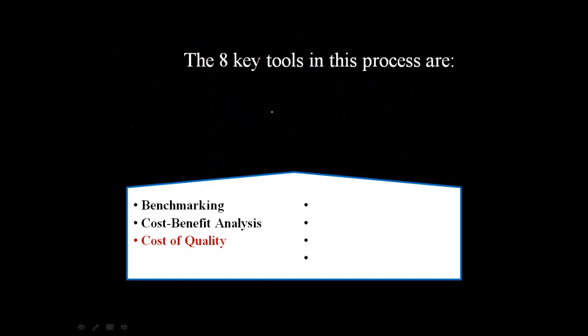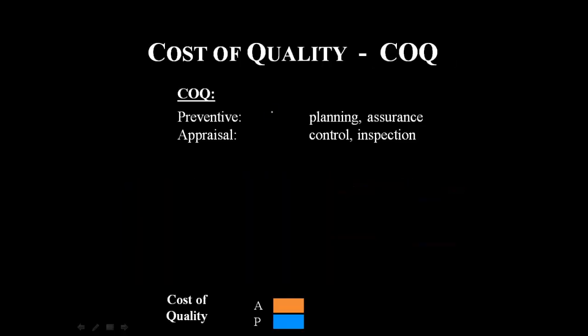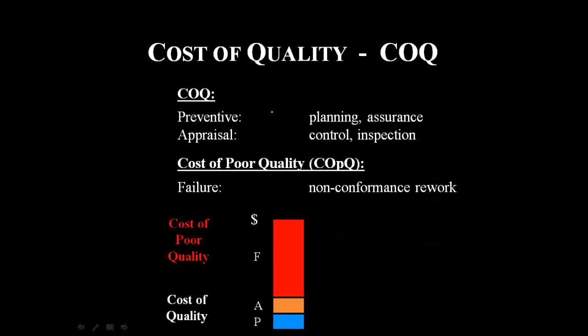So next we have the cost of quality. This was one of the tools which we didn't discuss in the cost management knowledge area. And I told you in that particular video that we would discuss that in the quality portion. So here we are. Cost of quality is cost of poor quality. In cost of quality, we'll say preventive cost and appraisal cost. We'll discuss this in detail. Cost of poor quality is like failure cost, which is the non-conformance rework cost.